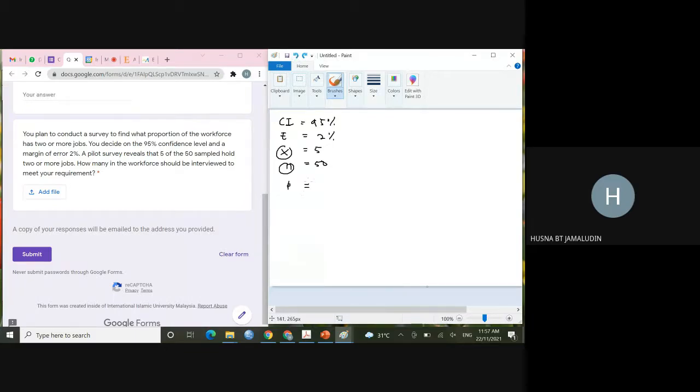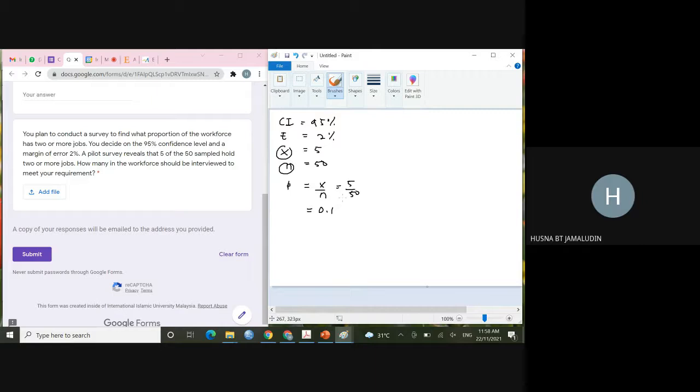Okay, so the formula for pi is X over N. This is proportion as well. So it equals 5 over 50. So what will you get? Do you have your calculator with you? You should get 0.1.